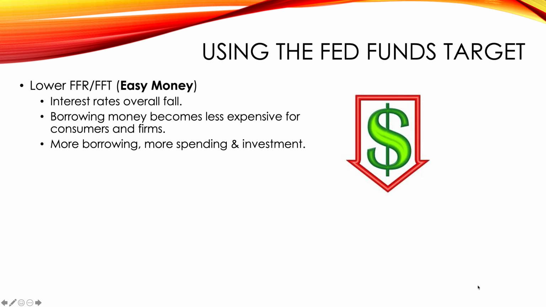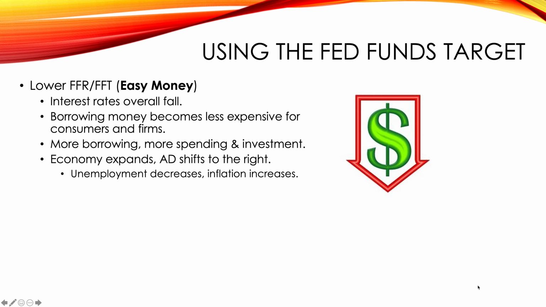And when that happens, we've got consumer spending and investment spending increasing. That means the economy is going to expand, right? Aggregate demand is going to shift to the right. And if you remember what that means from another video, that means that the unemployment rate will go down, but you might see an increase in the price level, right? Inflation might start to rise. So these are the effects of easy money, expansionary monetary policy. When the Fed targets a lower federal funds rate, that means borrowing becomes cheaper and everybody borrows more and spends more and the economy expands.